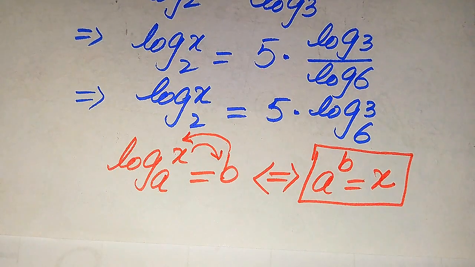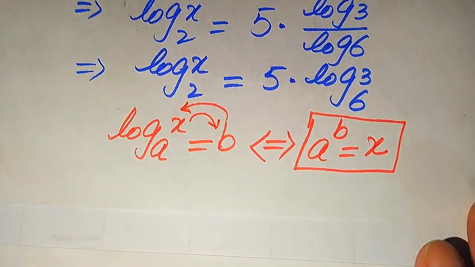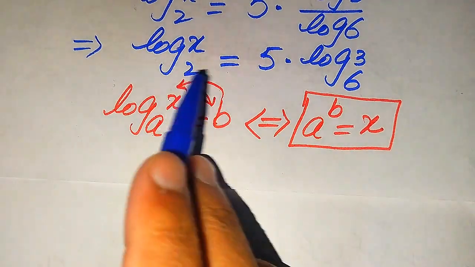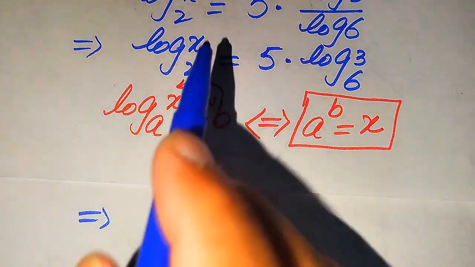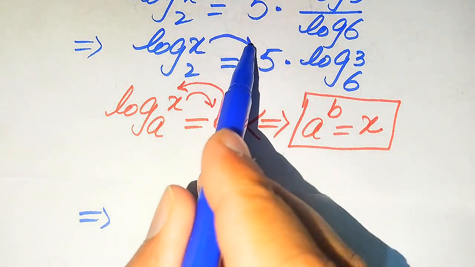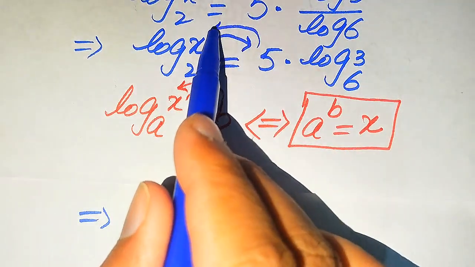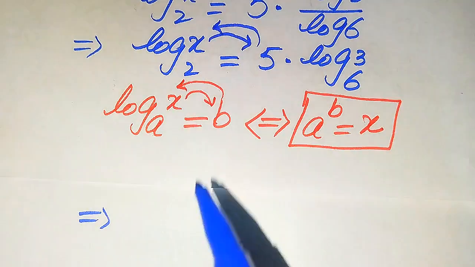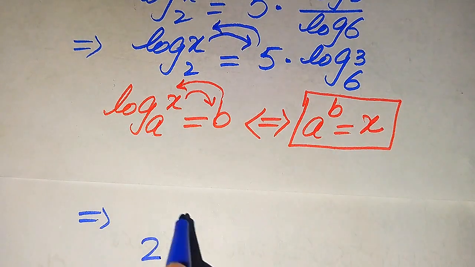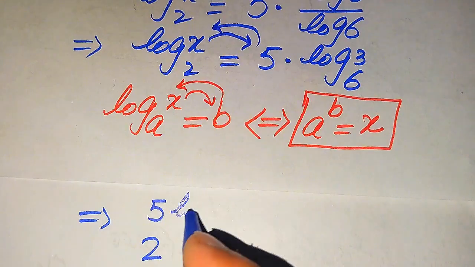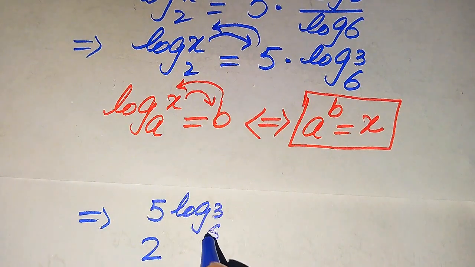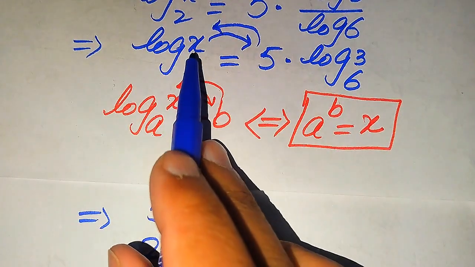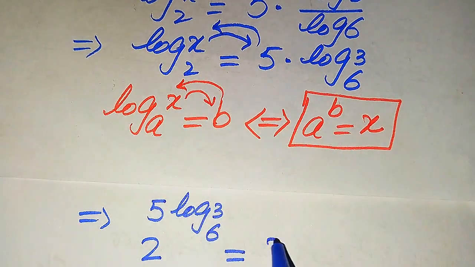And now we need to apply this nice definition to the above equation. When we apply this definition, we need to move this x to the right hand side, and we move all the terms on the right hand side to the exponent of 2. So it will be written as 2 to the power of 5 times log of 3 with base 6 is equal to x, where we move this x to the right hand side and it becomes here.